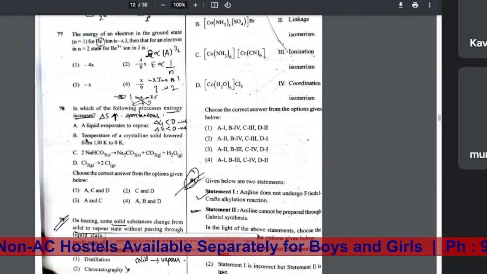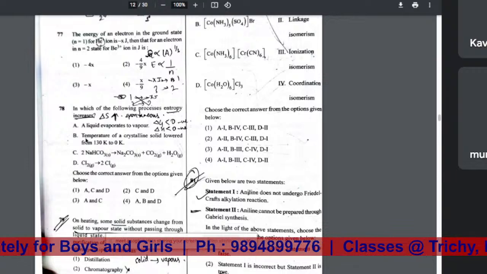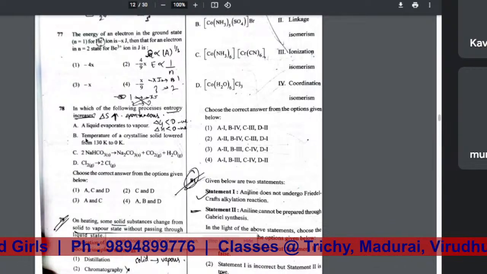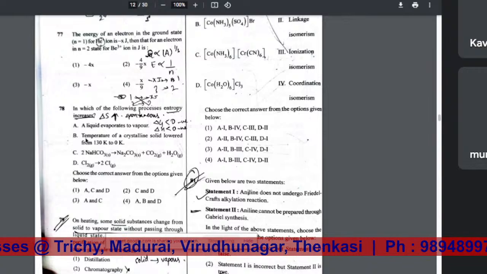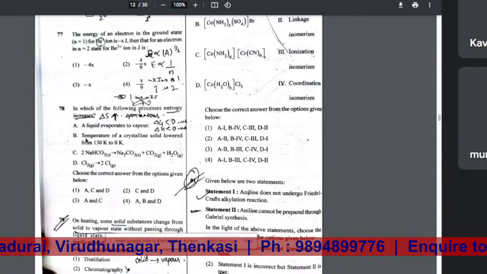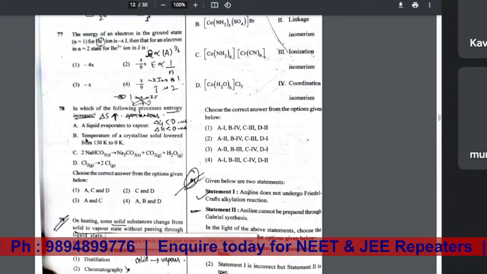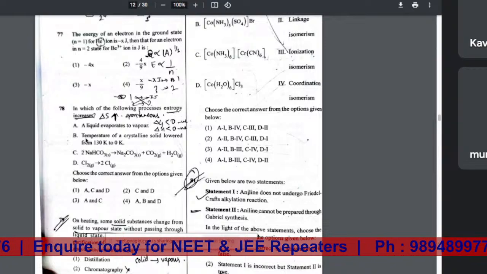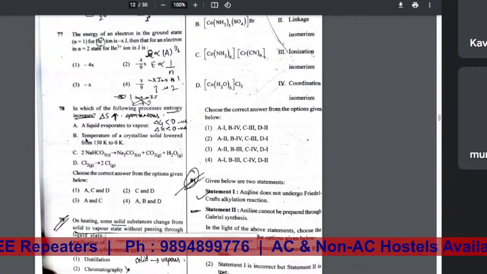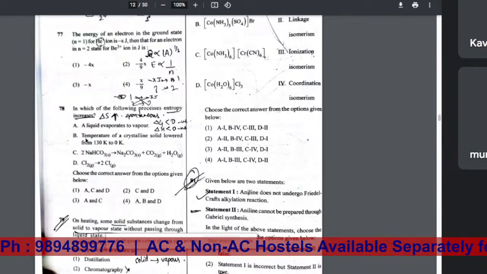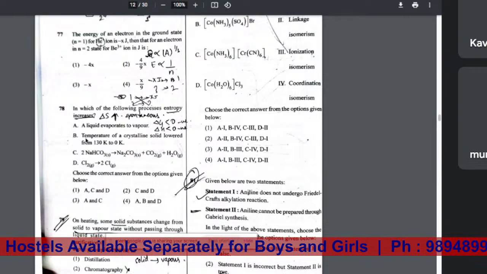Temperature of a crystalline solid lowered from 130 Kelvin to 0 Kelvin. Here temperature decreases. It means randomness will decrease, entropy will decrease. NaHCO3 gives Na2CO3 plus CO2 plus H2O. This reaction is forming gas from solid, but this is not spontaneous, so we cannot say here delta S increases. Okay. Cl2 gas gives 2 Cl gas. So here the state remains the same. No randomness change there, so entropy will remain the same.